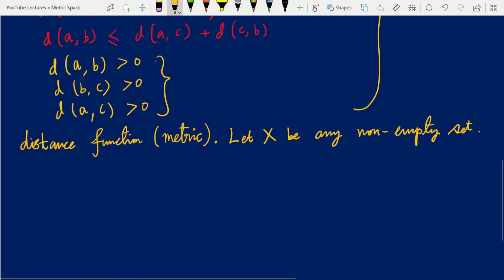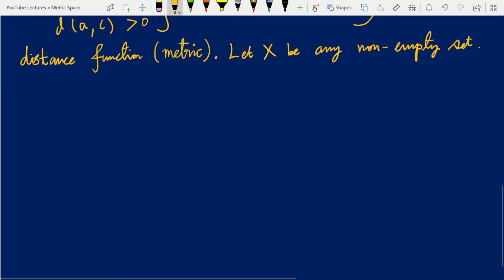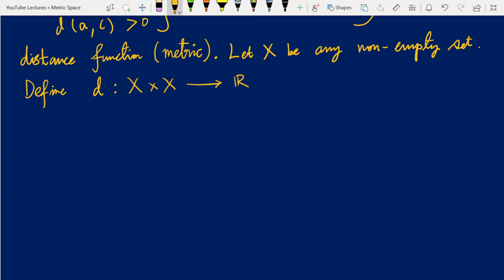Now, just a minute. Yeah. So define D. What will D do? It will take two members of x and assign a real number. This is what we want. It will take two members of x and assign them a real number, which is called the distance between those 2 points. So define this such that, or satisfying.